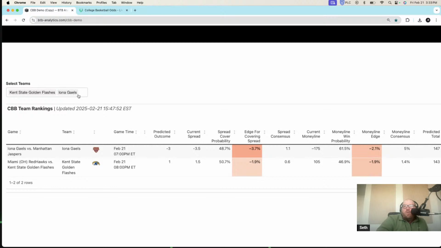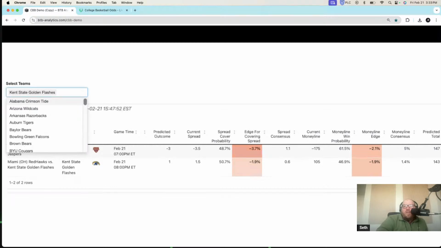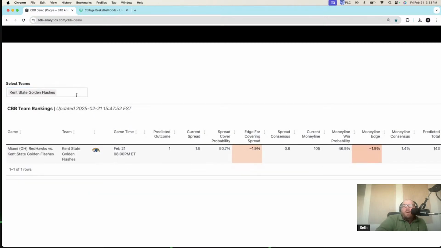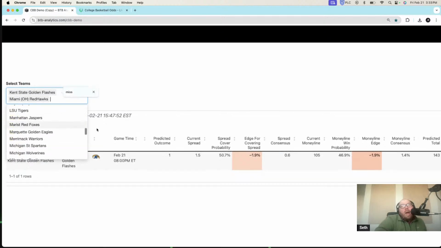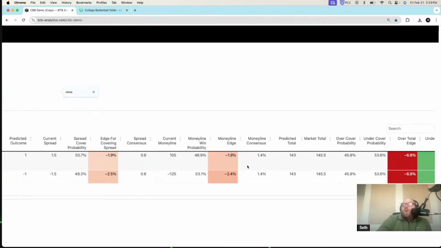Okay, sorry. I was like, those teams don't play each other. Okay, let's start with the Kent State game. Kent State, that's Miami of Ohio. Okay, so we didn't have a play.